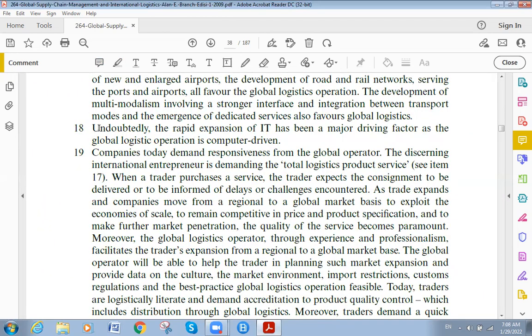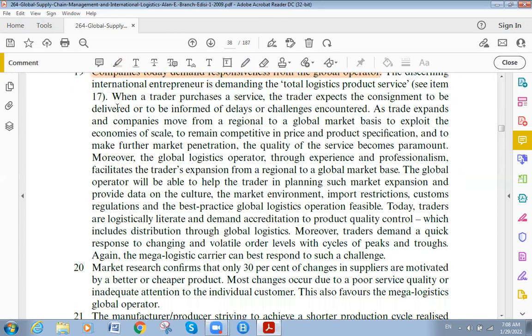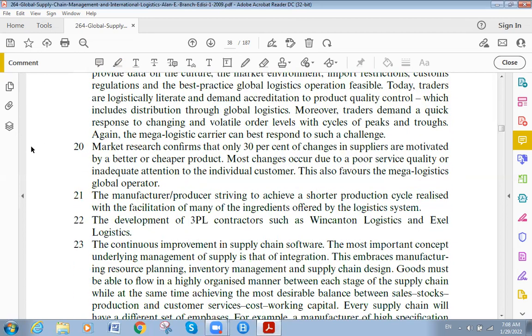Undoubtedly, the rapid expansion of information technology has been a major driving force of the global logistic operations, computer driven, so that the global logistics system has been better for that reason. Companies today demand responsiveness from the global operators also. When a trader purchases a service, the trader expects the consignment to be delivered without delay. As trade expands, companies move from regional to global markets. Market research confirms that only 30% of the changes of suppliers are motivated by a better, cheaper product.